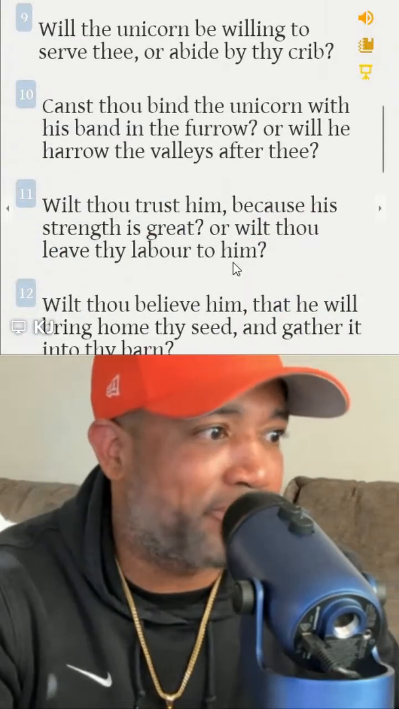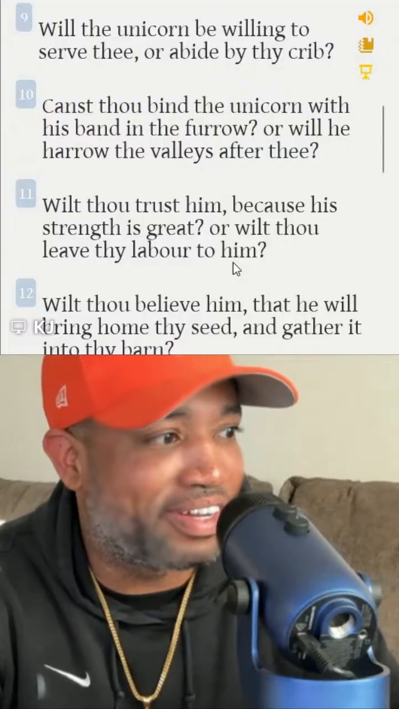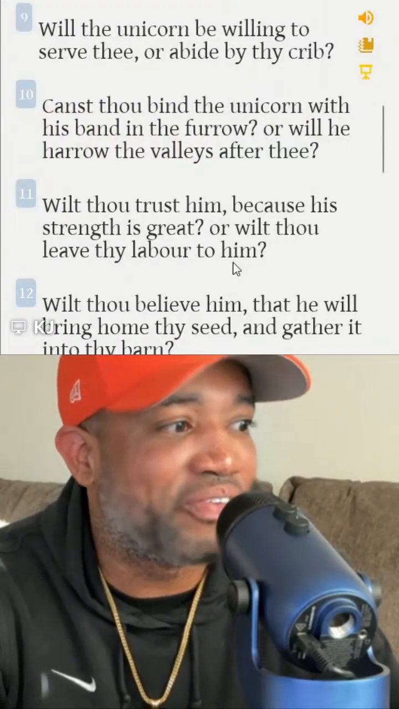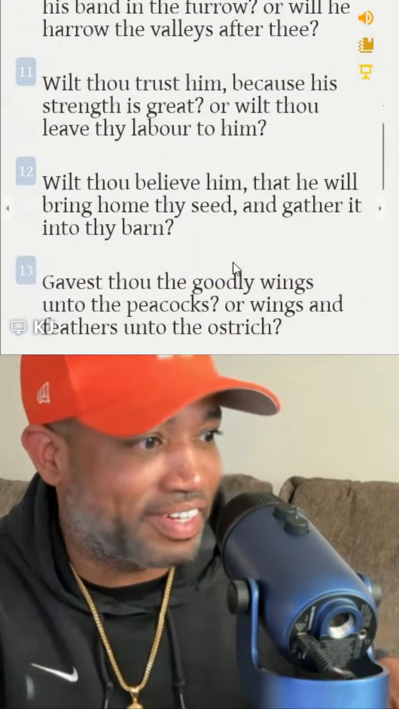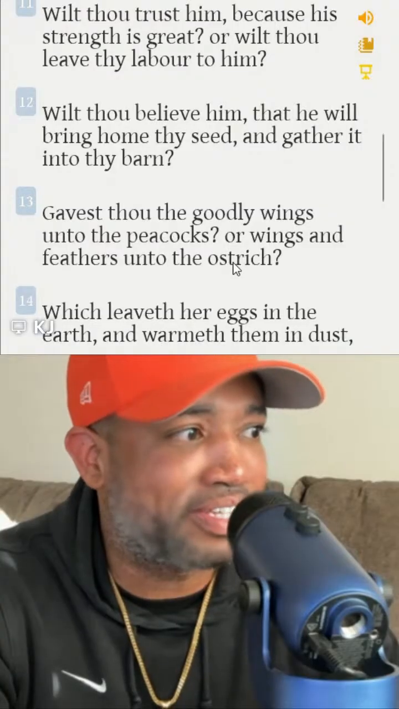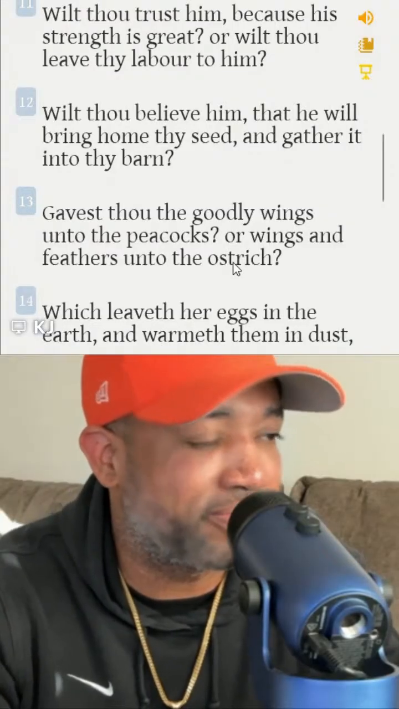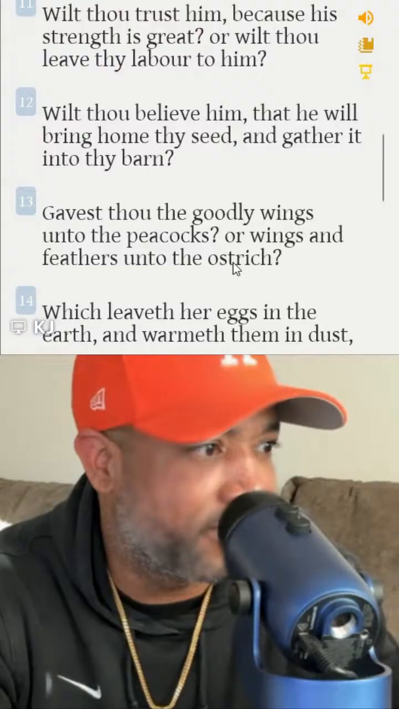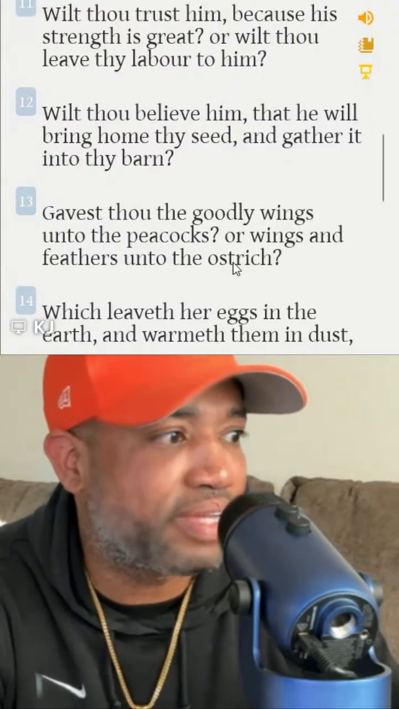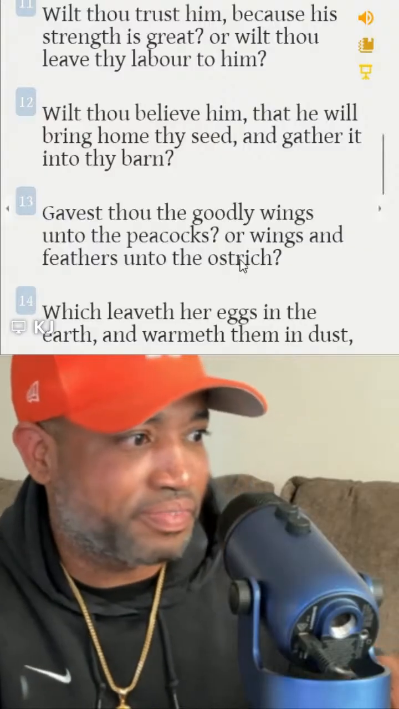Canst thou bind the unicorn with his band in the furrow? Or will he harrow the valleys after thee? Wilt thou trust him because his strength is great? Or wilt thou leave thy labor to him? Wilt thou believe him, that he will bring home thy seed and gather it into thy barn?